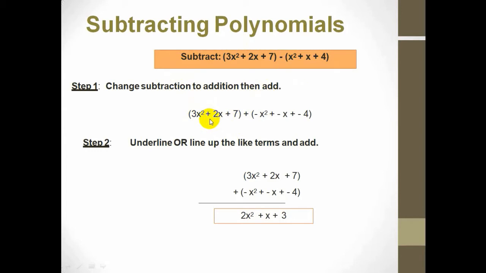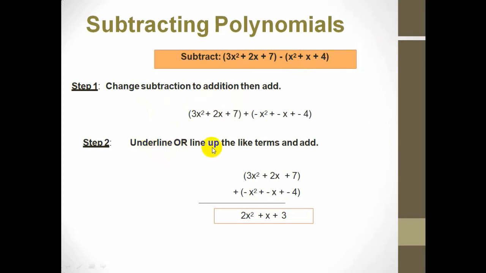So 3x square plus 2x plus 7 plus into minus x square plus minus x plus minus 4. To change the sign, this will be negative, this will be negative, and this will be negative. Now add minus x square to 3x square, add minus x with the plus 2x, add minus 4 plus 7. This means change subtraction to addition.